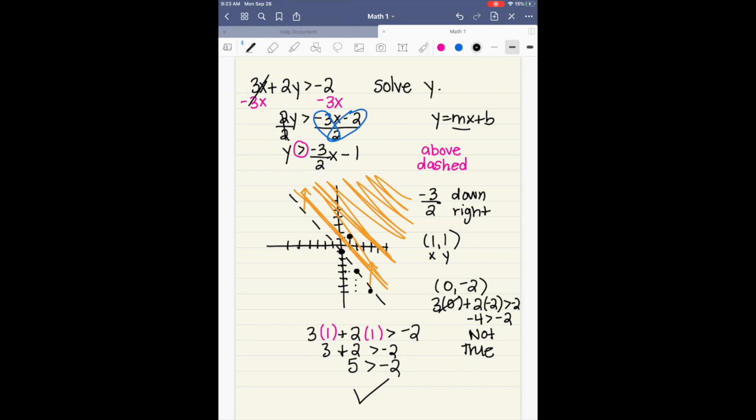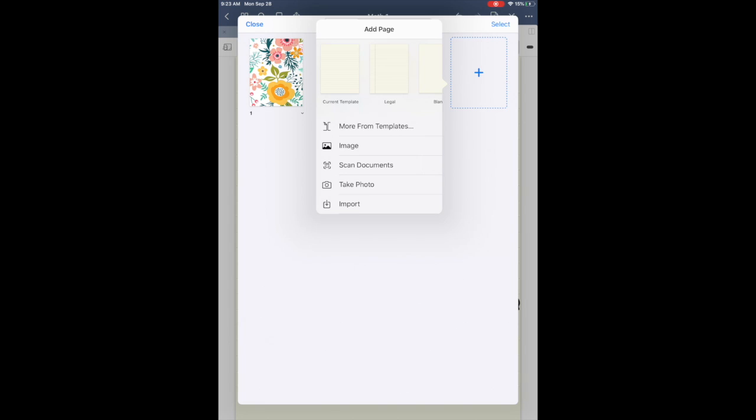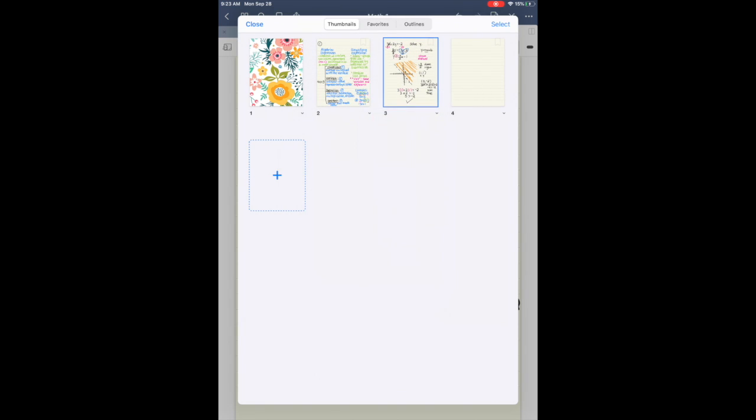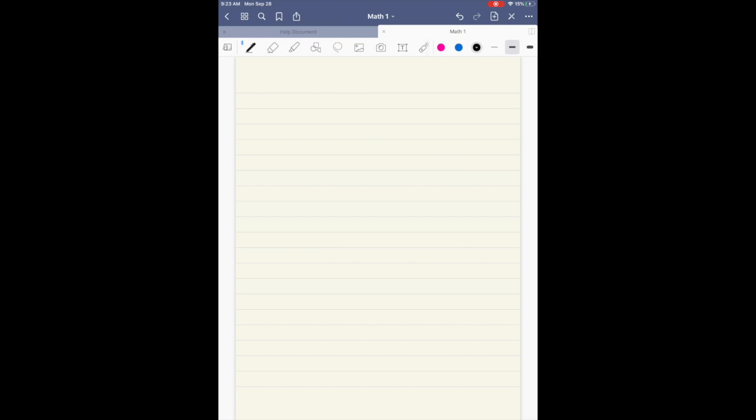All right, so let's actually do another example. If I'm looking at this problem, I have negative 4x minus 3y is greater than 18. All right, so again, I need to solve for y in order to graph this. So I'm going to start by adding 4x. So I have negative 3y is greater than 4x minus 18. Again, I like to put the x term first, just like it would be in y equals mx plus b. And now I'm going to divide by negative 3.